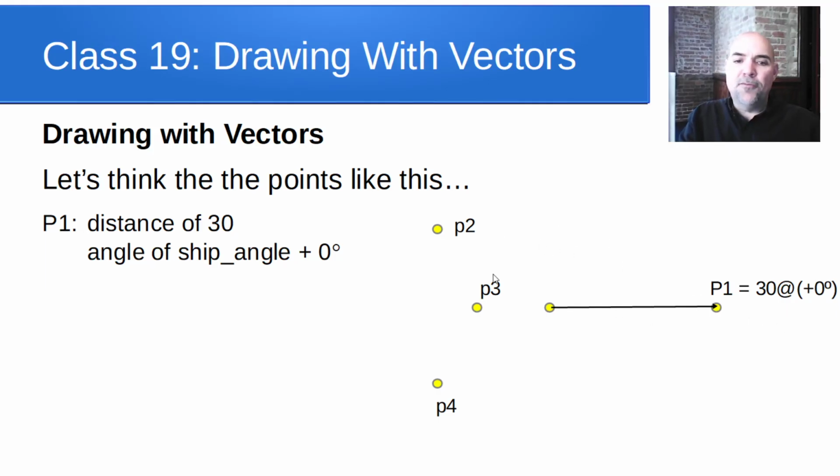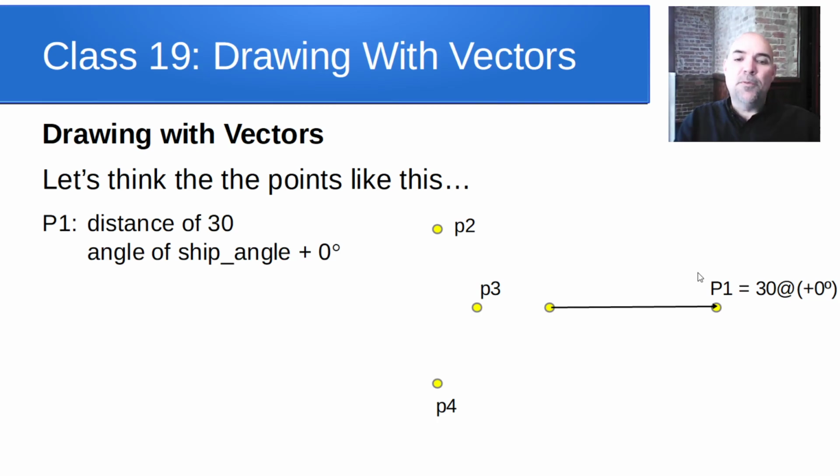So in other words, here are my 4 points. Right now I'm focusing just on P1. So P1 is 30 pixels away at plus 0 degrees from the direction the angle of the ship is facing. So here's the angle of the ship. Right now it's at 0 degrees. Now if the ship angle was like 10, we would have 10 plus 0, and it would be 30 pixels away at 10 degrees, which would put it up here.